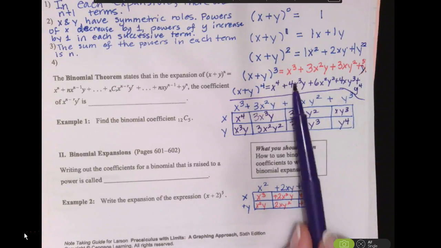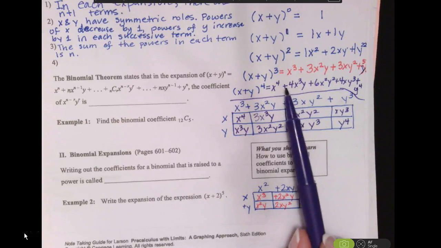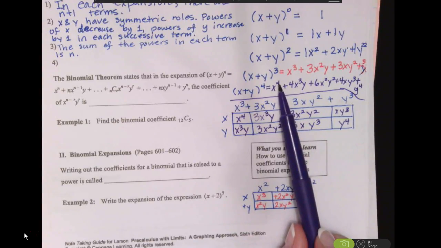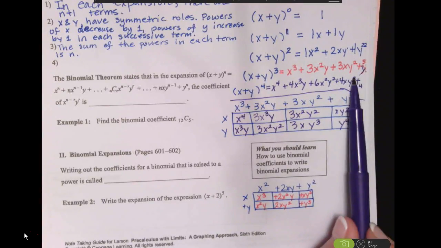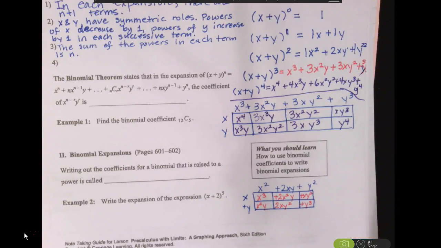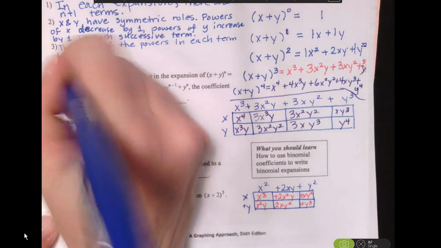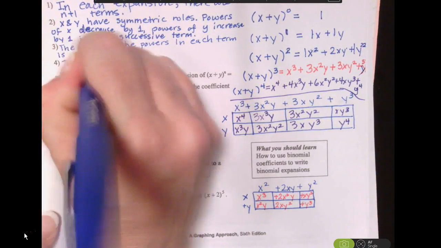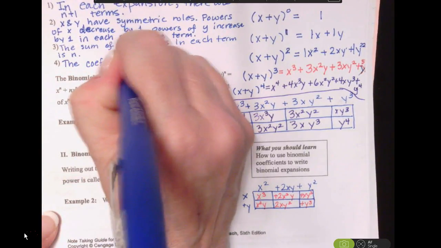We have 1, 2, 3, 4, 5 terms in our x to the 4th. We have each degree adds up to 4. So here we have a 4th. 3 and 1 is 4. 2 and 2 is 4. 3 and 1 is 4. And y to the 4th is 4. So I just have one more observation to make, which I felt like was more obvious after the 4th time through it. The coefficients increase and decrease in a symmetric pattern.